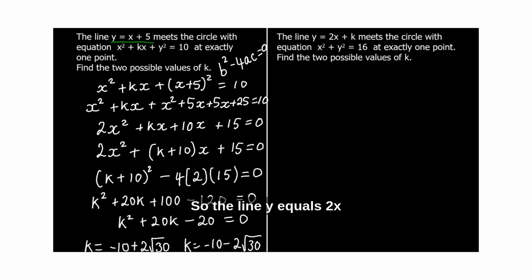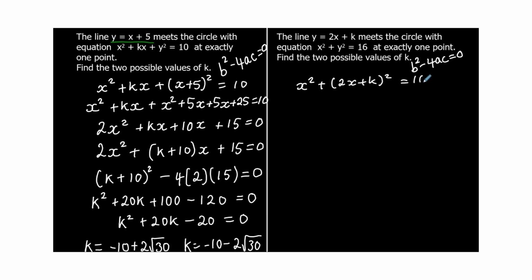So the line y equals 2x plus k meets the circle with equation x squared plus y squared equals 16 exactly one point. So again, the discriminant equals 0. It's got one solution. Find the two possible values of k. So let's solve it. Substitute 2x plus k into the circle. So we've got x squared plus (2x plus k) squared equals 16.